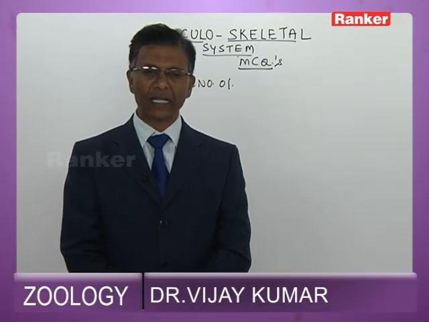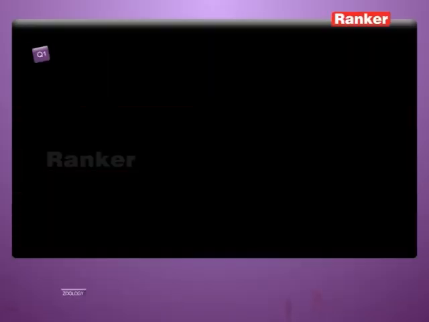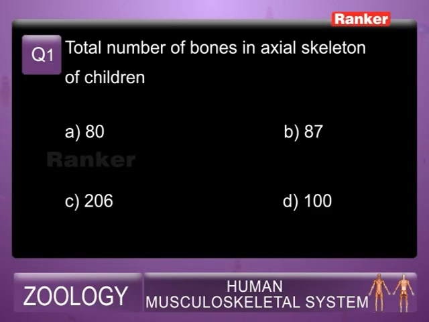We shall talk about certain MCQs here based on the musculoskeletal system. Dear students, the first question is here for you. I shall read out the question. Total number of bones in axial skeleton of children: A 80, B 87, C 206, D 100.